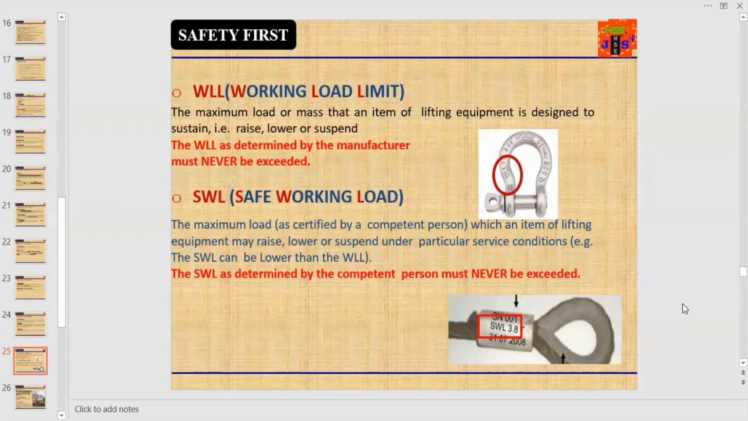The WLL, working load limit, as determined by the manufacturer must never be exceeded, while the SWL is the maximum load as certified by a competent person which an item of lifting equipment may raise, lower, or suspend under particular service conditions. For example, the SWL can be lower than the WLL. The SWL, as determined by the competent person, must never be exceeded.